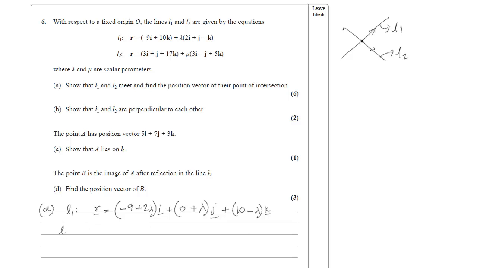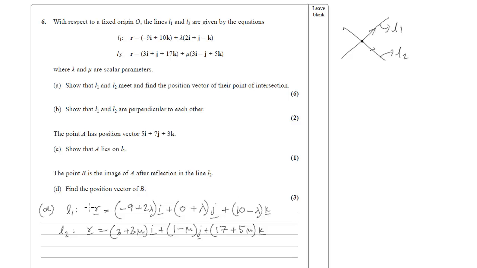So this is L1. For L2, we have 3i here and 3 mu. If I multiply this constant here, so 3 plus 3 mu, i. I have j here and minus mu j here, so 1 minus mu, j. I have 17k here and mu into 5 is 5 mu, so this is 17 plus 5 mu, k. So that's what we have here.